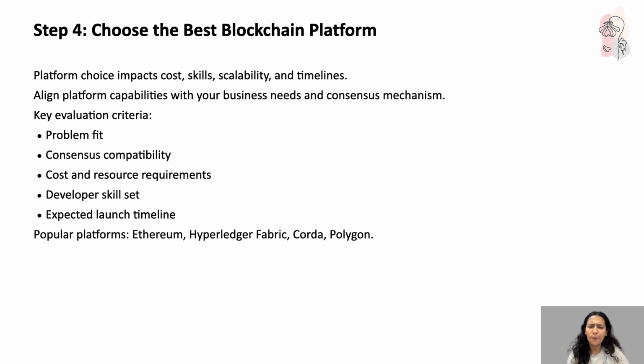Some of the most popular choices today include Ethereum, which is for smart contracts and decentralized apps. People use Hyperledger Fabric for enterprise grade solutions, Corda for financial and regulated industries, and Polygon for scalability with lower transaction costs. The takeaway is simple: don't just follow hype. Consider your case and think about what aligns best with it. You have to pick a platform that aligns with your business needs, your technical needs, and also your long term vision.